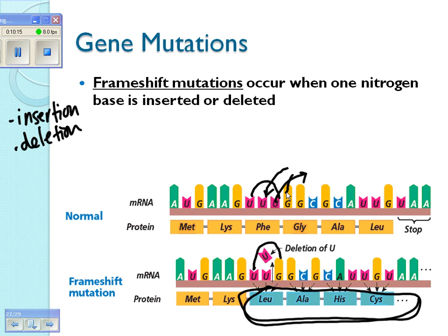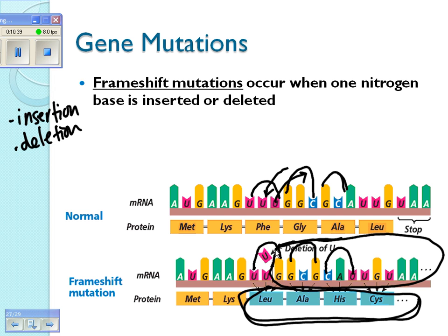Then where the next codon is supposed to be G, G, C, we now have a codon that is G, C, G. And so on and so forth. G, C, A, nope, now it's C, A, U. Okay, and it keeps going like this. So what happened when we got rid of this one U is all the rest of the bases, the nitrogenous bases, the letters, they shifted over to the left one.